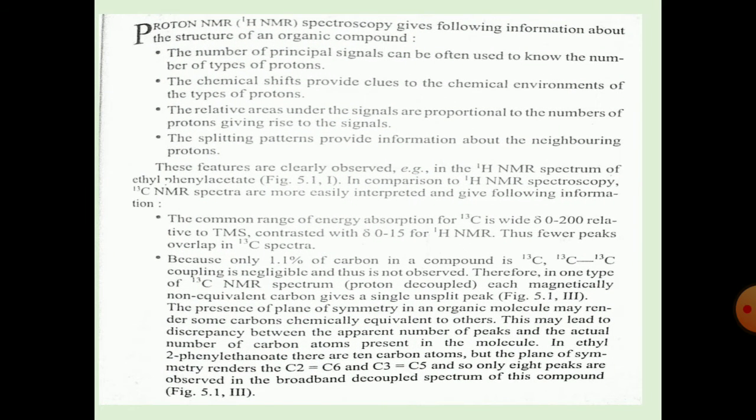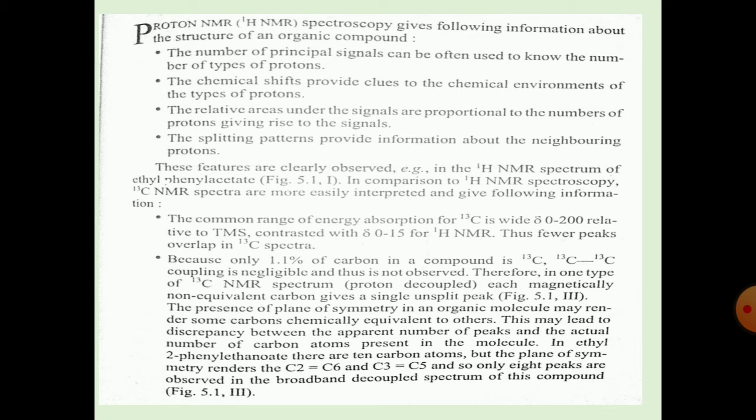The next new topic is carbon-13 NMR spectroscopy, C13 NMR spectroscopy. Proton NMR, H1 NMR spectroscopy, gives the following information about the structure of an organic compound. Firstly, the number of principal signals can often be used to know the number of types of protons. Then chemical shifts provide a clue to the chemical environments of the protons. Then the relative areas under the signals are proportional to the number of protons giving rise to the signals. Then the splitting pattern provides information about the neighboring protons. These features are clearly observed, for example, in the H1 NMR spectrum of ethyl phenyl acetate.